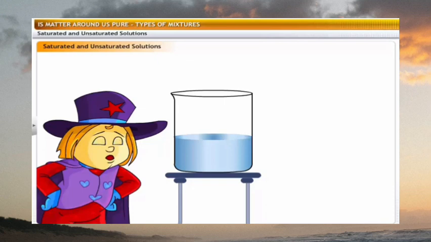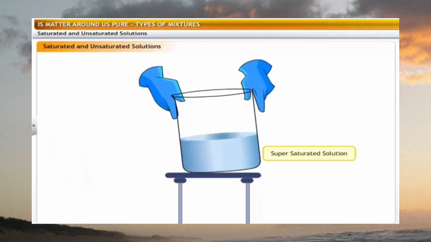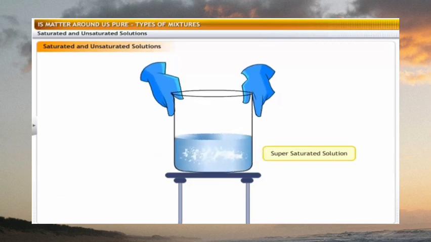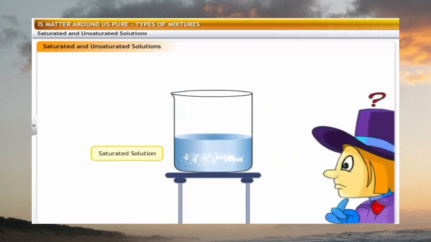The type of solution that we just discussed is called a supersaturated solution. In this solution, the solute present is more than in the saturated solution. Even a slight disturbance will make the solute precipitate out, and you will be left with a saturated solution. Therefore, we can classify a solution as saturated, unsaturated, or supersaturated, depending on the amount of solute present in the solution.